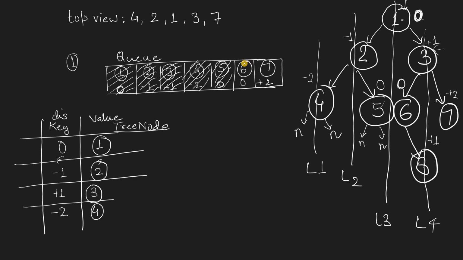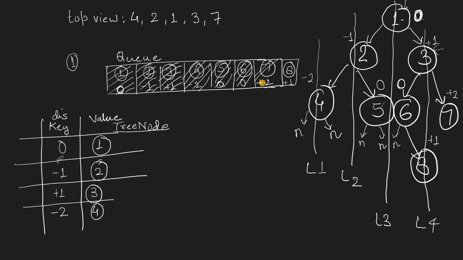Then we will again pop out the element from the front of the queue, which is 6. Again its distance is 0. We'll check if the 0 exists in the map or not. 0 is already there, so we'll not do anything. So we will check its left child, which is null. So we'll check its right child. The right child exists, so we'll put it into the queue, which is 8, and the distance is +1.